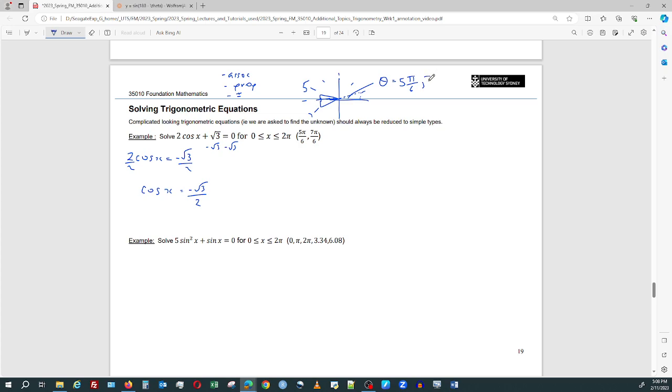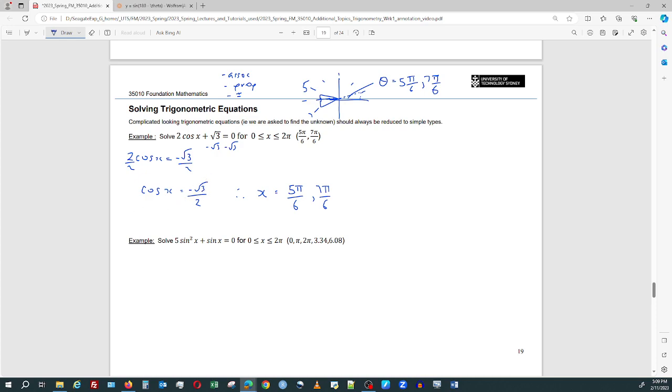7 lots of pi on 6. So therefore, x is equal to 5 pi on 6 or 7 pi on 6. 5 lots of pi on 6 and 7 lots of pi on 6. So if you put in cos of those two angles, you'll get minus root 3 on 2.